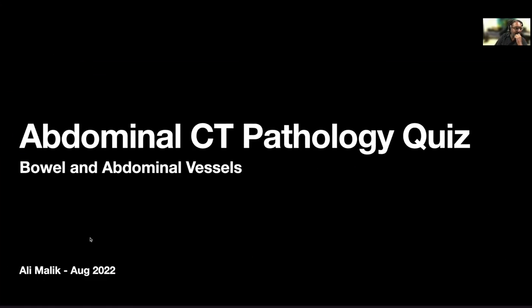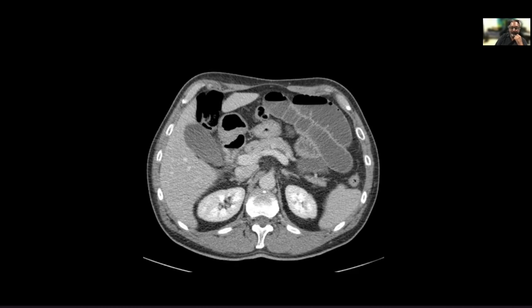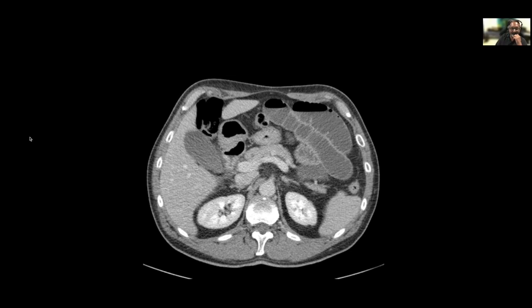It should be this one. All right. So what abnormality do you see here? That's a small bowel dilatation. So why would a small bowel be dilated? You are absolutely correct. But why would the small bowel be dilated?